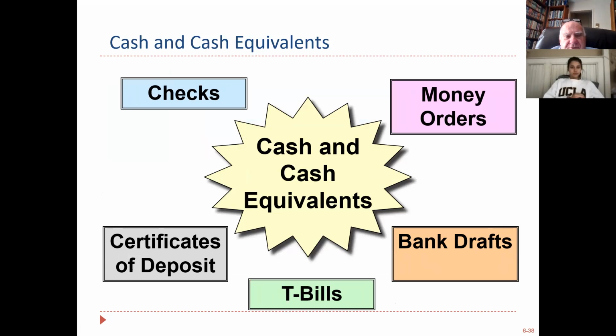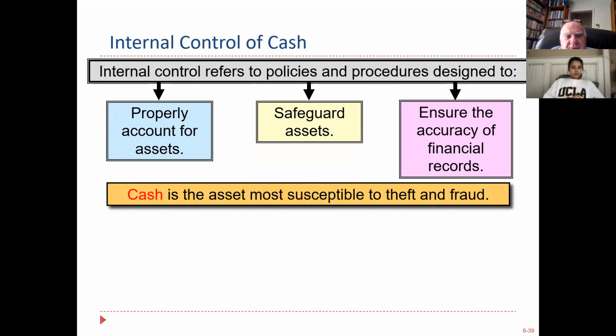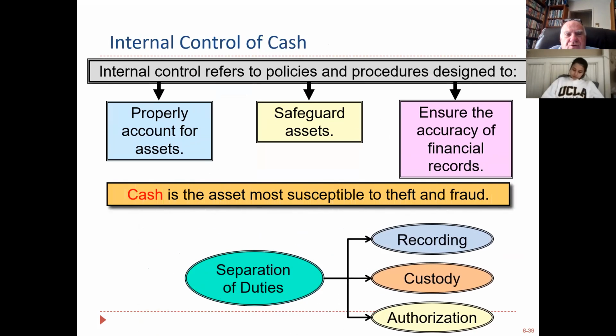Cash. What's cash? We know what cash is. It's dollars, it's bills and coins and checks, money orders, bank drafts, T-bills, certificates of deposit, credit cards, direct deposits, wire transfers, whatever. Internal control of cash. Cash is something people love to steal. It's the one asset everybody seems to like. Internal control refers to policies and procedures designed to account for the assets and safeguard them so you have good financial records. Cash is the asset most susceptible to theft and fraud.